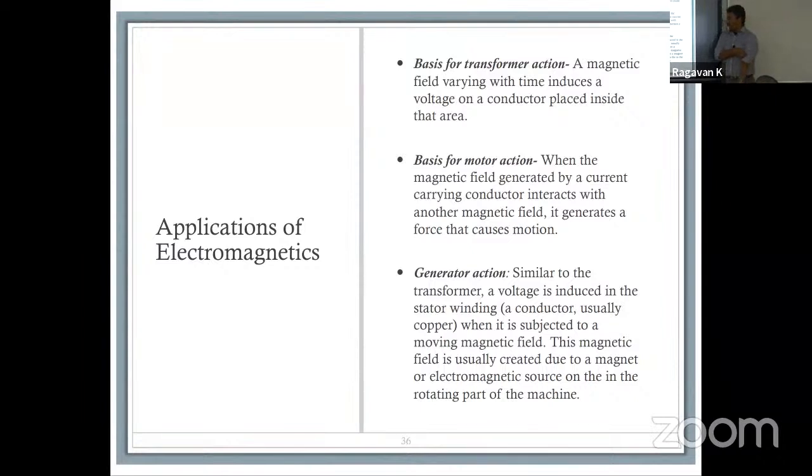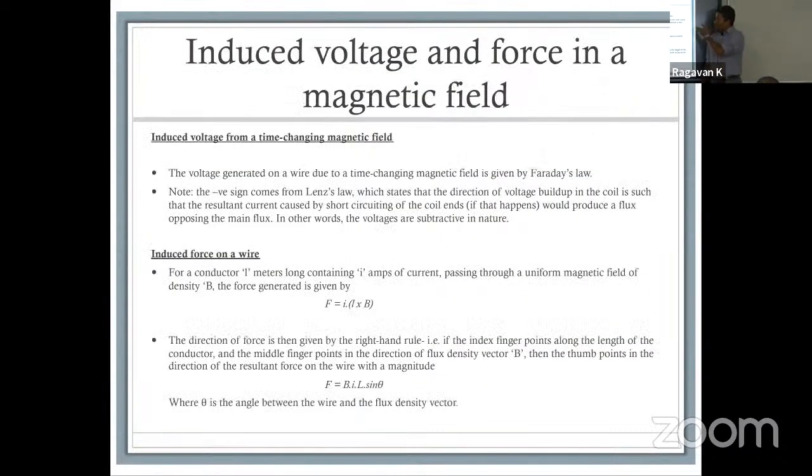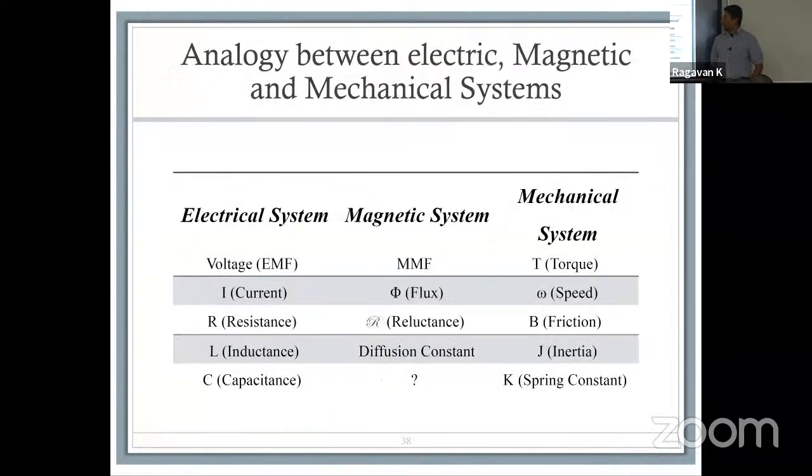That's a different definition. So here, if you're talking about a generator, you have to make sure you have a field that is present, a static field, and you have a prime mover that spins your machine to create that time varying magnetic field. Like I said, the induced voltage from a time varying magnetic field is given by Faraday's law, and then you can have I dot L cross B, which basically gives you the induced force on a wire. These are the basic equations that allow us to define what multi-physics systems are going to look like.